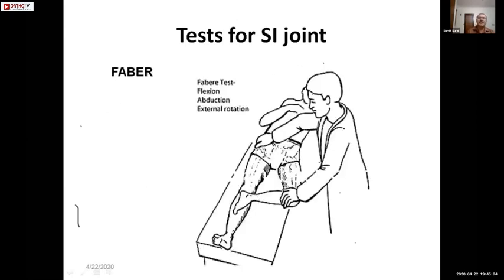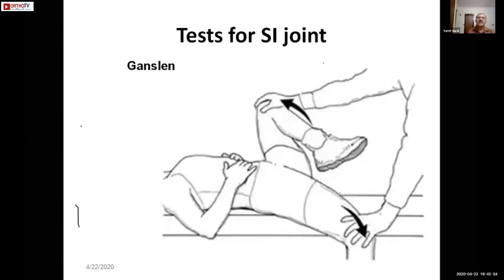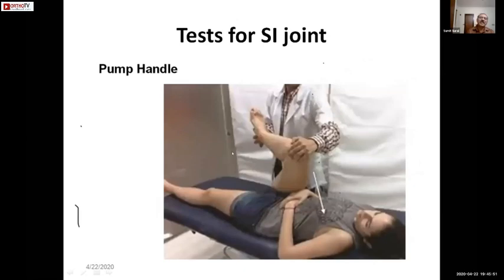The flexion, abduction, external rotation, or Patrick's test, is done by stabilizing the pelvis on one side and doing flexion, abduction, external rotation. Then we have the Gaenslen's test, where we flex the opposite side, and for the side to be tested, we get the patient to the side of the examination couch, take the limb off the couch and do a hyperextension of the hip. That would cause pain at the SI joint. And then some examiners also like to know about the pump handle test, where we flex the hip and knee and take it towards the shoulder, and that will cause pain.